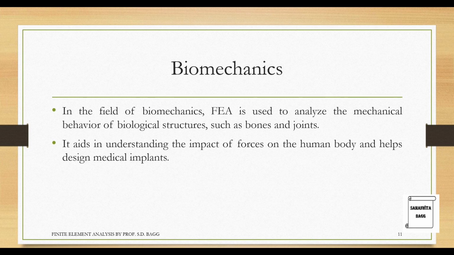So all those things can be designed if you analyze using FEA, and you know how much load it can bear after fixing such kind of implants.